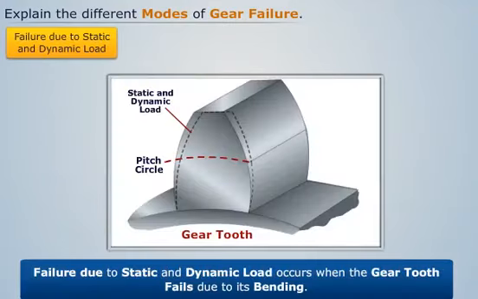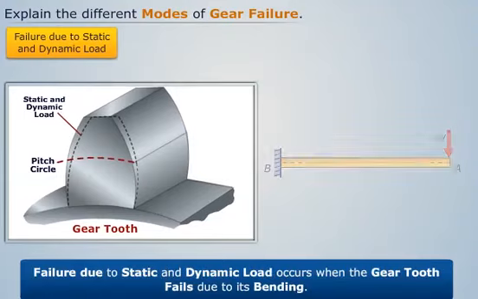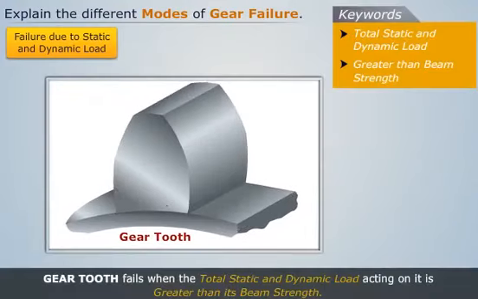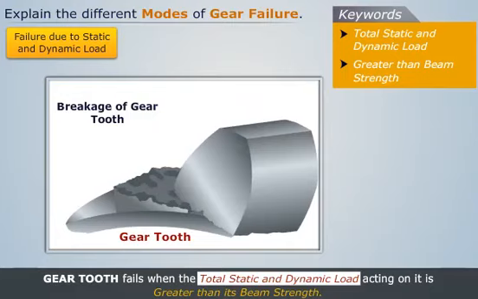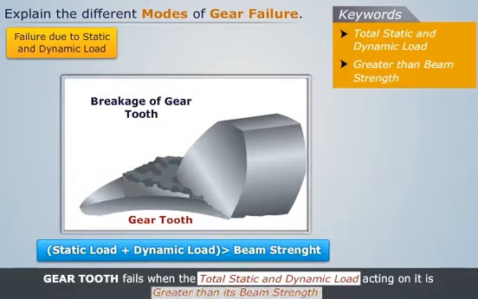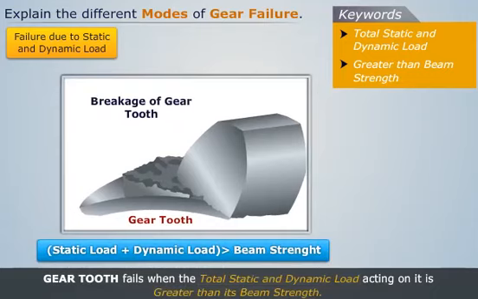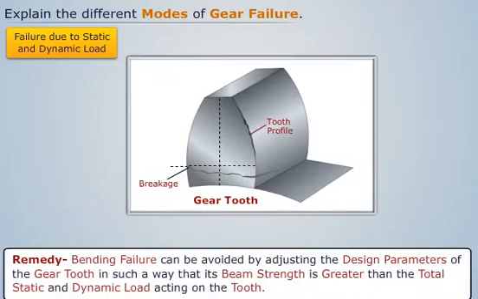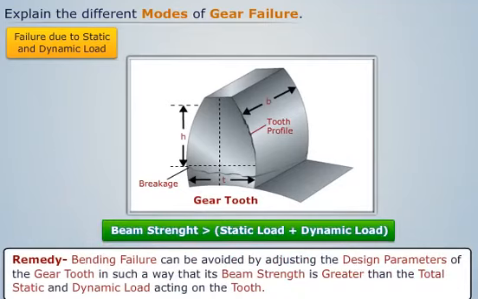Failure due to static and dynamic load occurs when the gear tooth fails due to its bending. The gear tooth bends or breaks completely when the total static and dynamic load acting on it is greater than its beam strength. Failure due to static and dynamic load is also known as bending failure. Bending failure can be avoided by adjusting the design parameters of the gear tooth in such a way that its beam strength is greater than the total static and dynamic load acting on the tooth.